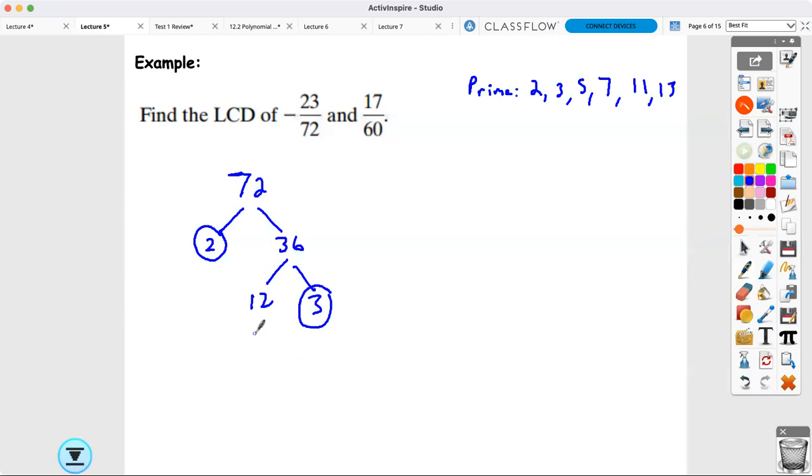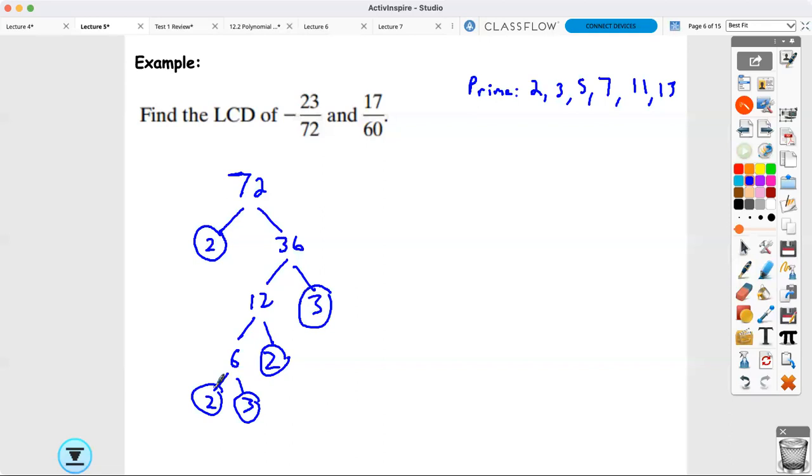Now let's look at the 12. 12 is not on there, so that means it can be broken down to other factors. Can anyone tell me any factors for 12? 6 times 2. 2's on that list, so we circle the 2. Now, 6 isn't on there, so that means it can be broken down. And 6 is very simple. That's just 2 times 3, and those are all on the list.